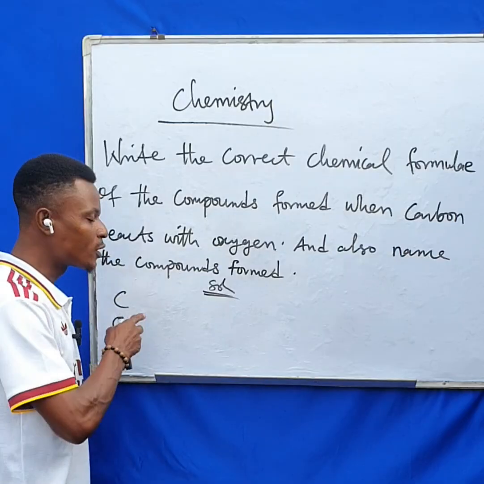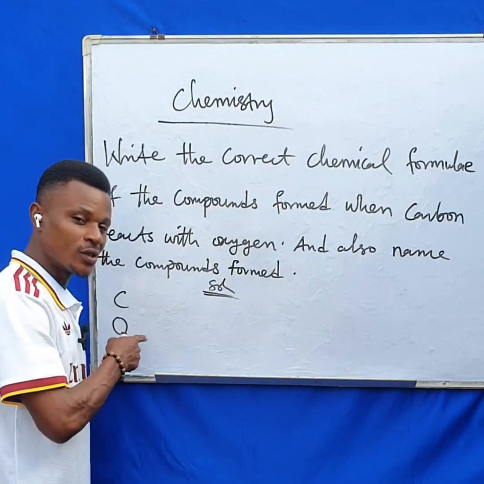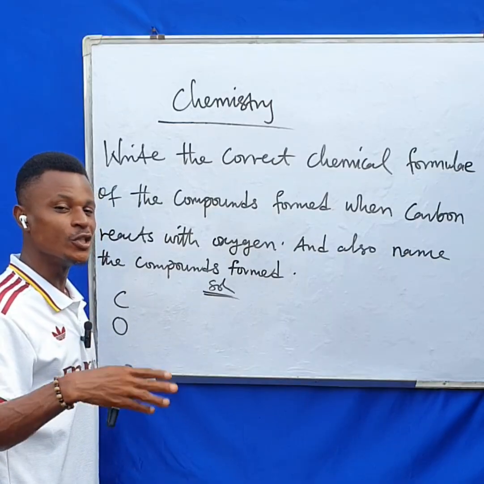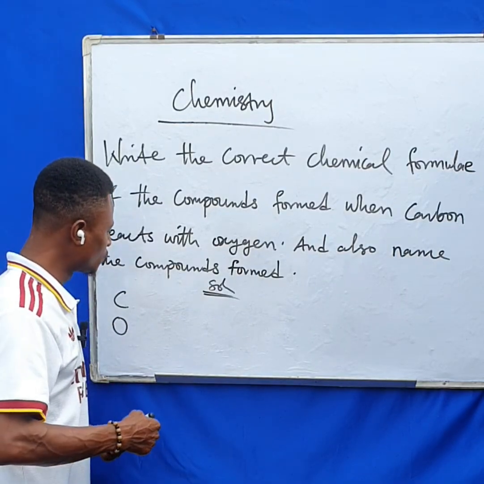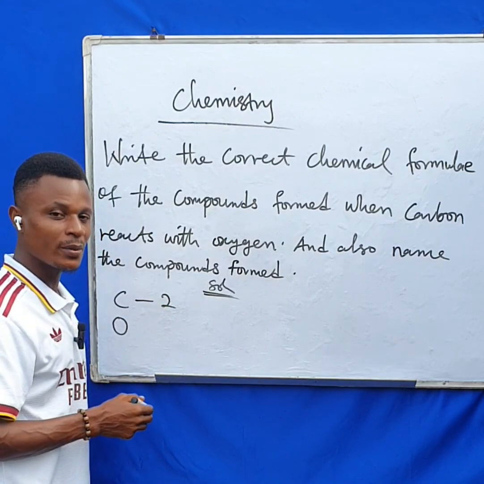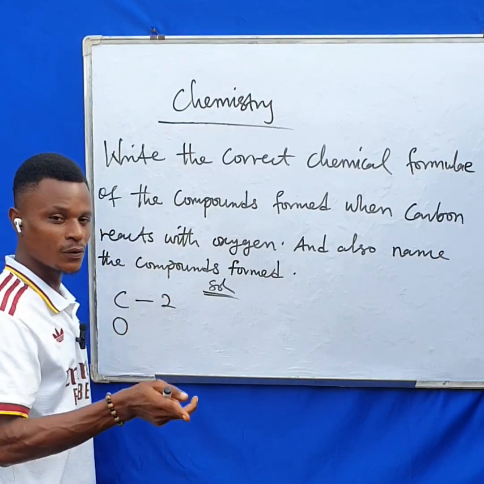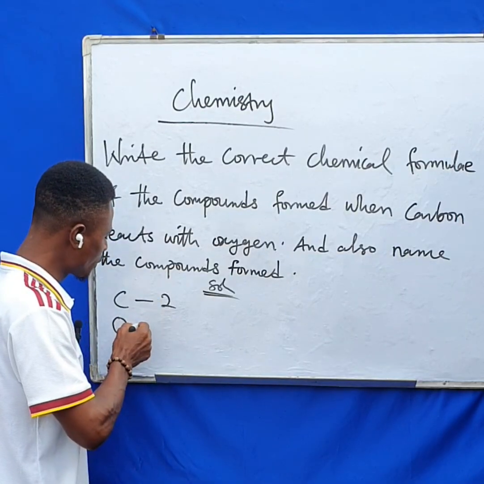So because carbon has two different valencies, it is going to react with this oxygen in two different ways using the two different valencies. You understand? So let us start by using the valency of 2 for carbon. Remember I told you it has valency of 2 and valency of 4. So we are using the first one now, which is valency of 2. Then oxygen has valency of 2.